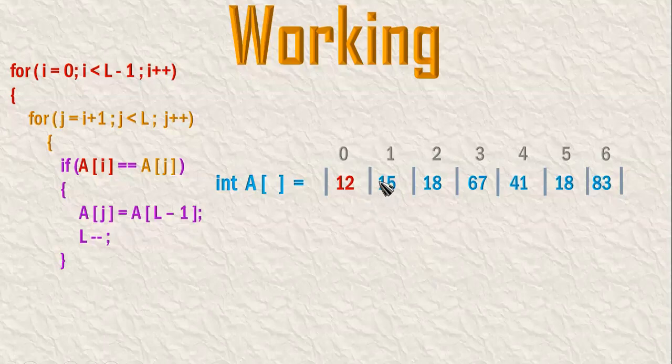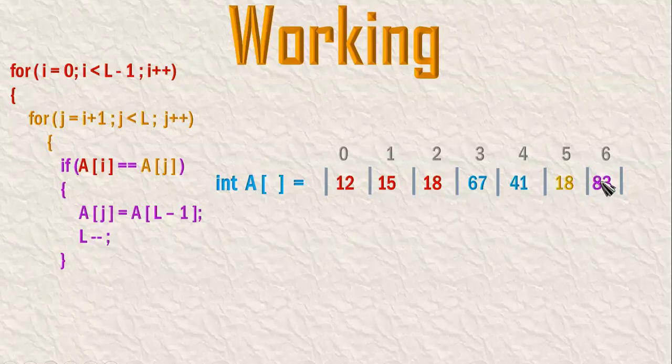Now at the second pass, i becomes 1. So 15 will be there. 15 is compared with the other elements. It is not finding a repeated value. Now i will become 2. So at 2, 18 is available. Comparing with this, at index 5 it will find 18.